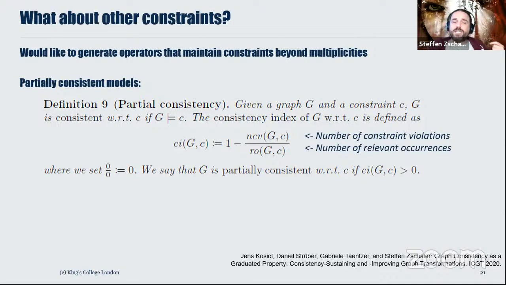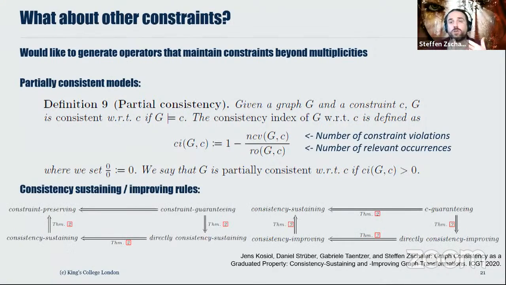And that's really nice, because it means we can then also define a new type of rule, as it were, which is not just a constraint preserving or a constraint guaranteeing rule. A rule can be consistency sustaining or consistency improving, in the sense that it maintains the level of consistency of our graph, or it improves the level of consistency of a graph without necessarily making the graph completely consistent. And that's useful in the context of search, again, for example, because there we don't necessarily need rules that fix all the constraints right away, but we certainly need rules that will eventually produce a graph that's consistent.